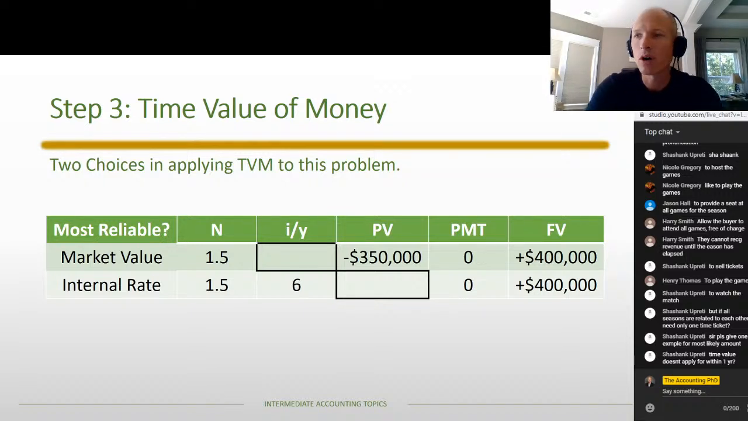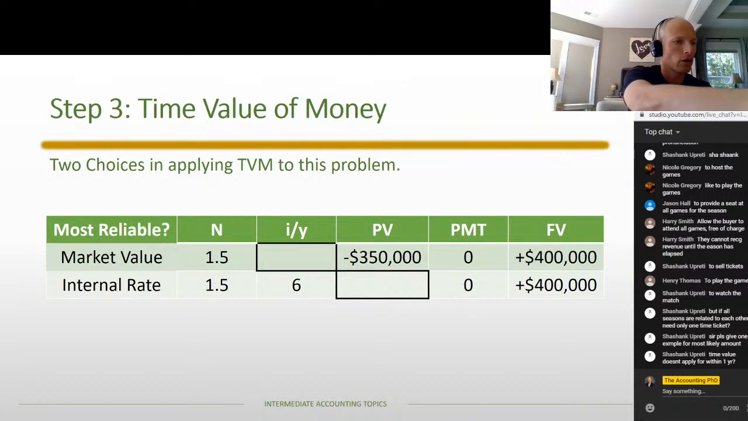And so I want you on your own to try to get the I/Y in the first row and try to get the PV in the second row using your time value of money calculator. Or if you have some other method, of course, you can use that. But I'd say start getting used to your calculator.